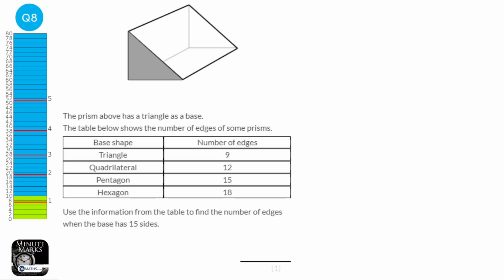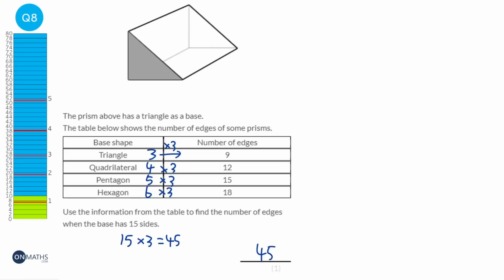So if we just add the amount of sides each of these shapes has, a triangle has 3 sides, quadrilateral 4, pentagon 5, hexagon 6. And notice what's happening with the number of edges. They're multiplied by 3. Each time they're multiplied by 3. So all we need to do is get the 15, multiply it by 3, which will be 45. So there will be 45 edges.